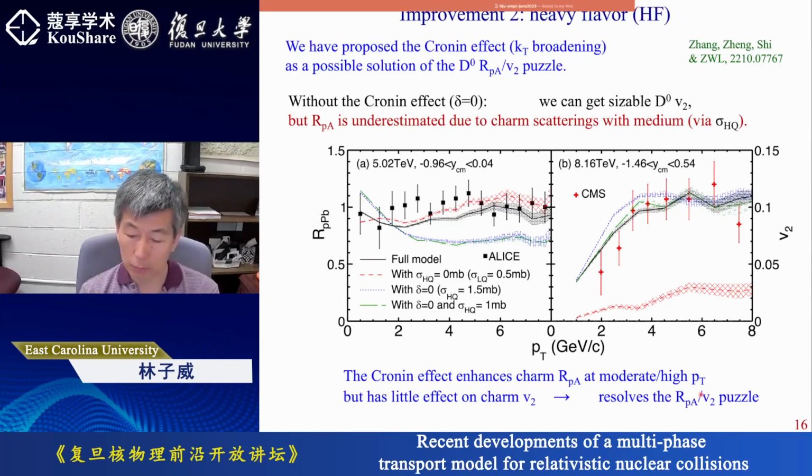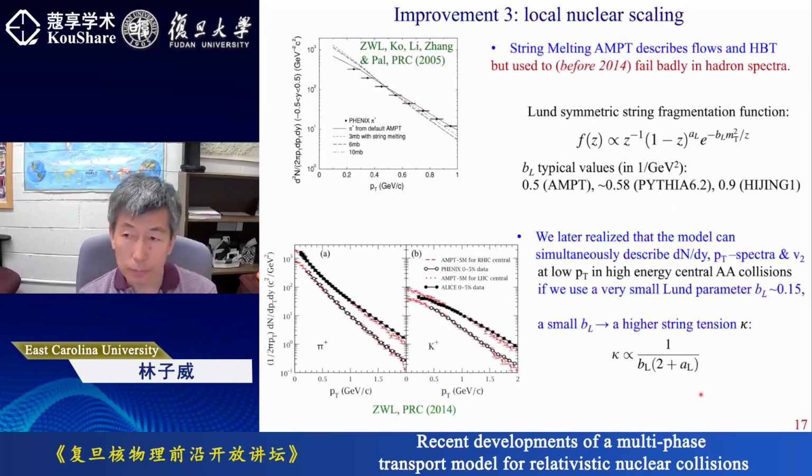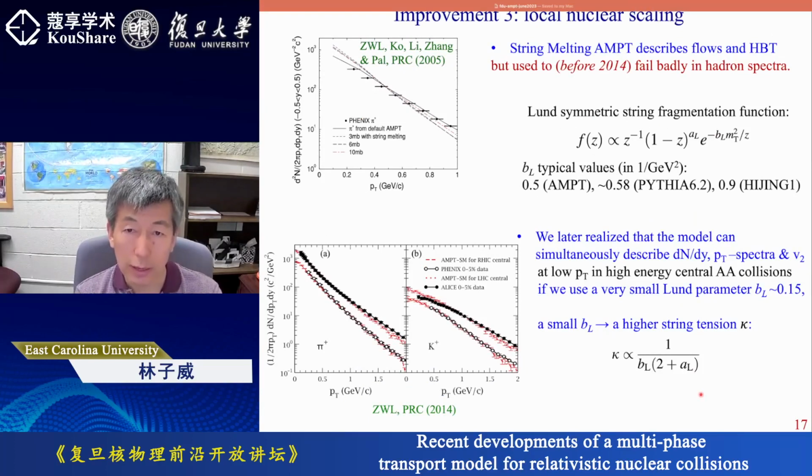So that's what we have done regarding the heavy flavors in the AMPT model. So let me proceed then to the third improvement, which is the local nuclear scaling.